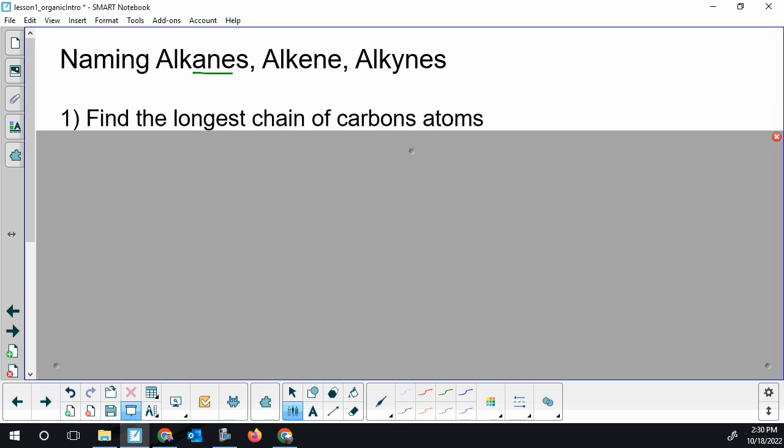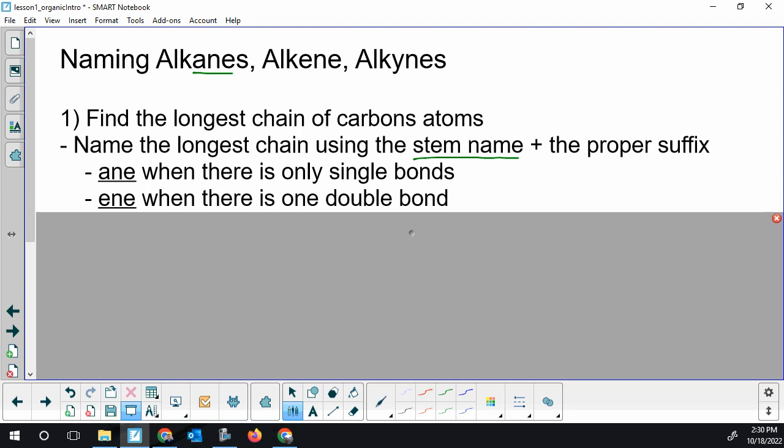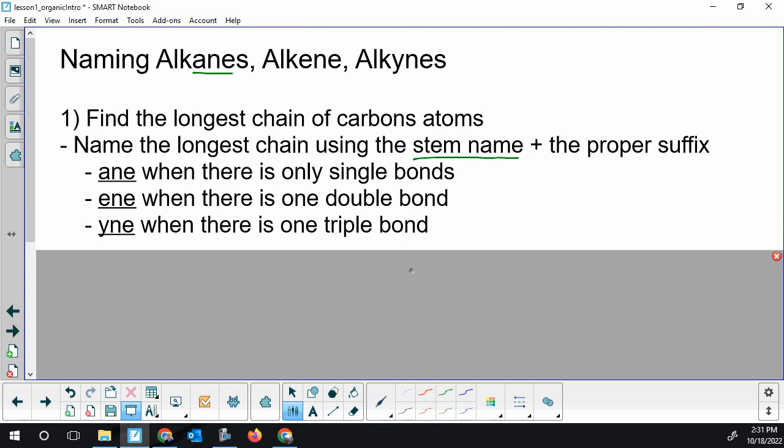Okay. So the first thing I always did was find the longest chain. And I named that. I used the stem name, oct, prop, hept, and then we added an ending, a suffix. So far, we've only seen the ane ending for the ane family with single bonds. Shortly, we'll see an ene ending when there is a double bond, or an ine ending when there is a triple bond.